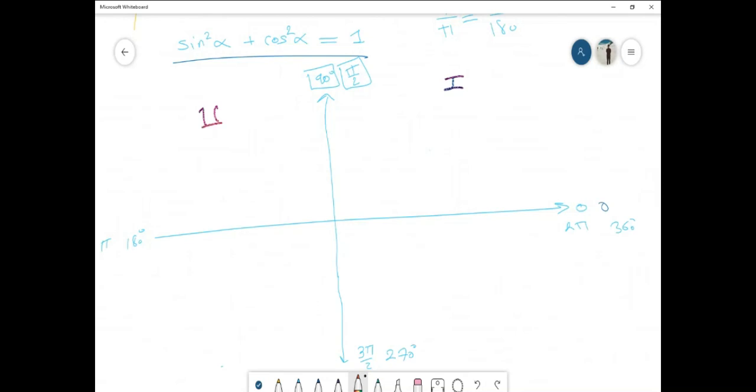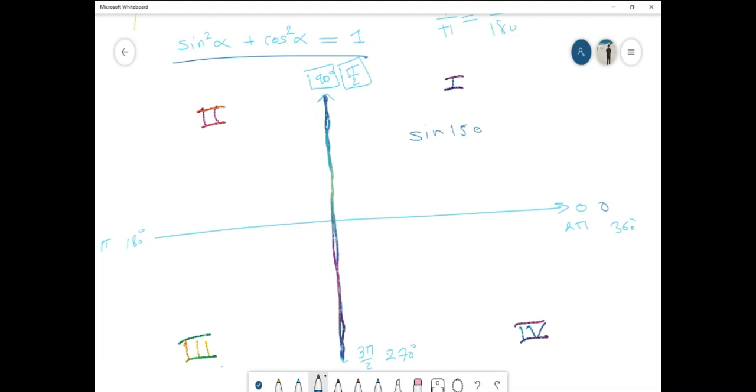Let's name the sections. This is from here to here, section number 1. From 90 degrees until 180 degrees, we call this section number 2. And here, this is section number 3, and section number 4. I will take this line because this is a really important line. It changes the sign.